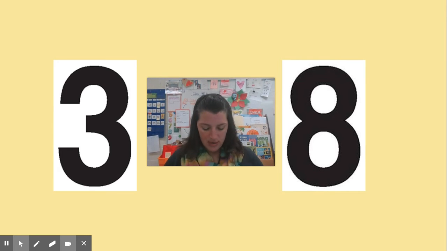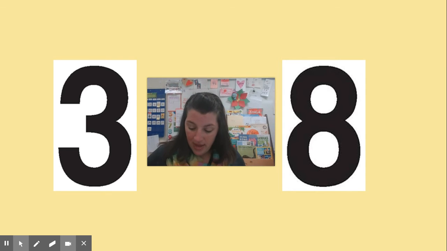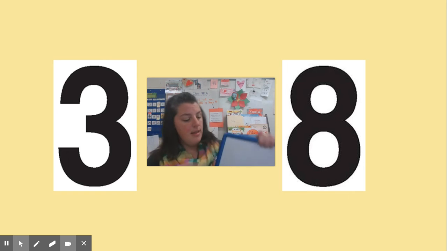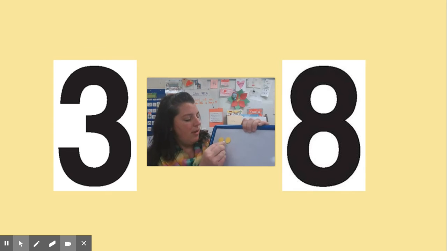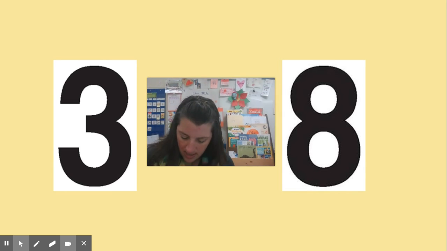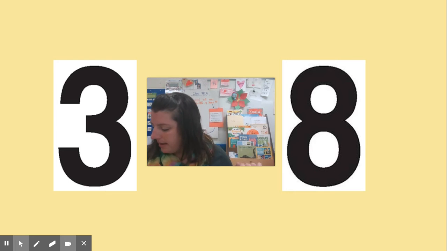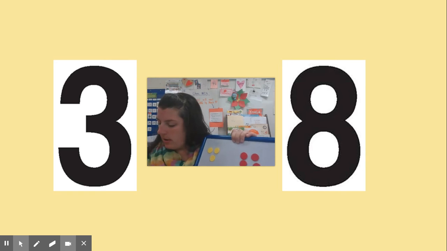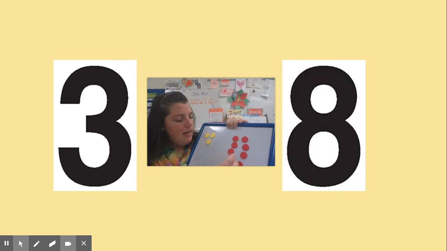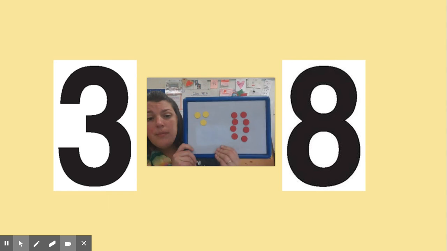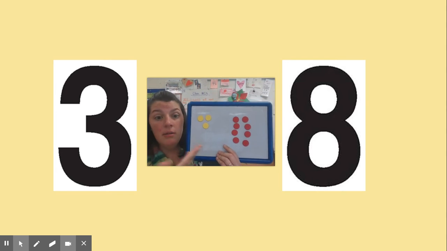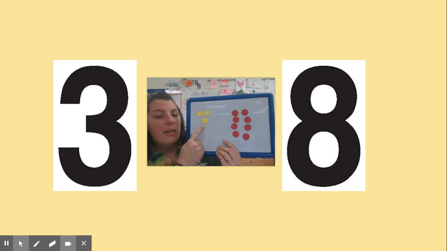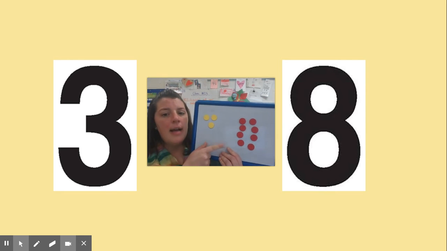But that's not the only way you did it. Some friends use their counters, and they did the same thing. They built the sets. Okay, they said there's 3. 1, 2, 3. I'm going to use yellow. And then they used maybe a different color, the red, for the 8. 1, 2, 3, 4, 5, 6, 7, 8.